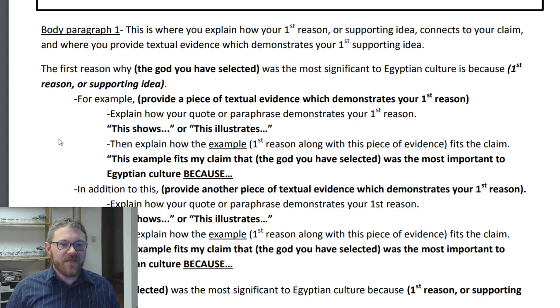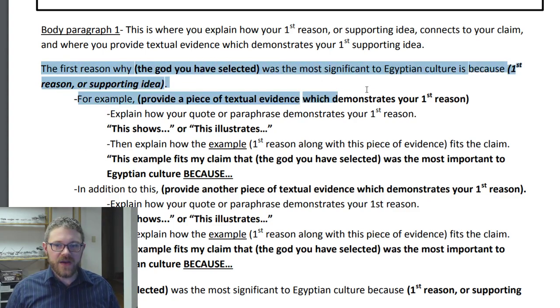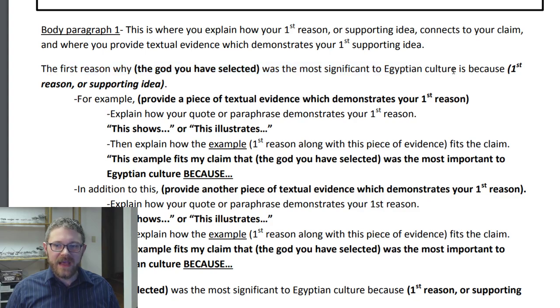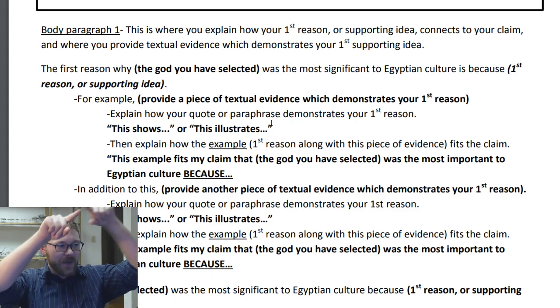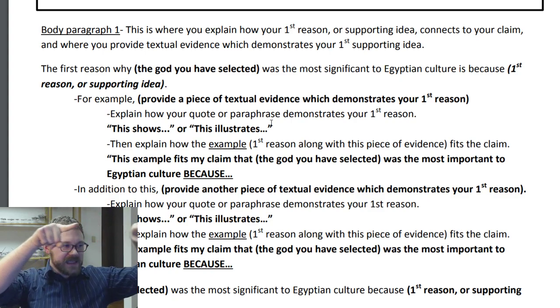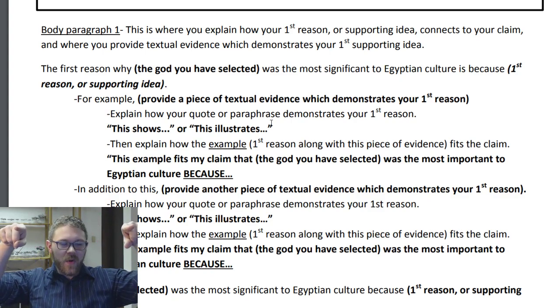So this is kind of what it looks like. You're going to say, the first reason why the god you've selected was the most significant to Egyptian culture, notice that this is a restatement of your claim, is because whatever your first reason is. Now the job is going to be to offer evidence for your first reason, to explain how that evidence supports your first reason, and then to explain how that reason goes all the way back up to your central idea. The way I think about it is like an hourglass. At the very top of your essay, you've got this big statement, okay? This is your central idea. Everything ties back to it.